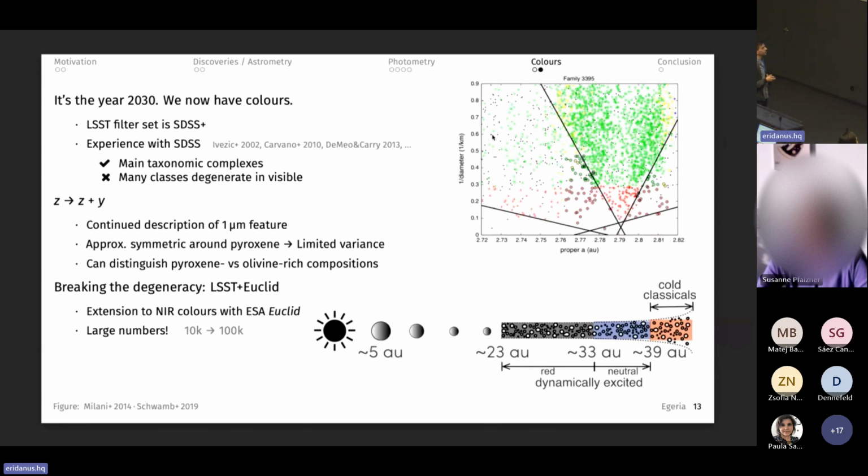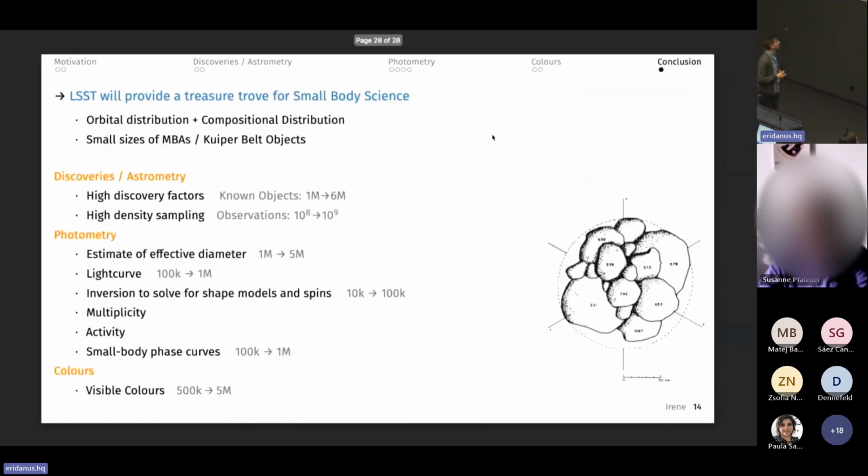We can also continue this argument for the Kuiper belt, where we have seen a dichotomy in the colors, which seems to correlate with orbital properties for the objects. But once again, we don't have that many objects, so it will just be interesting to have this data for an order of magnitude more objects in the Kuiper belt.